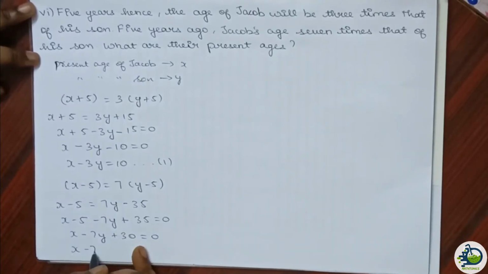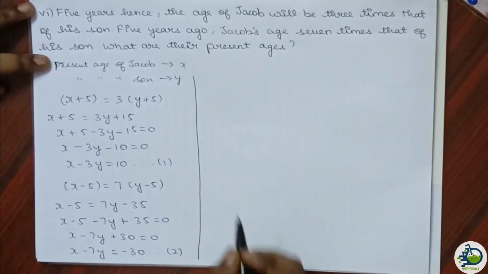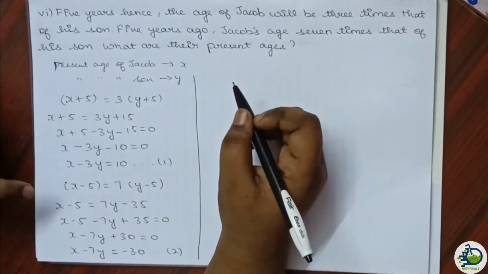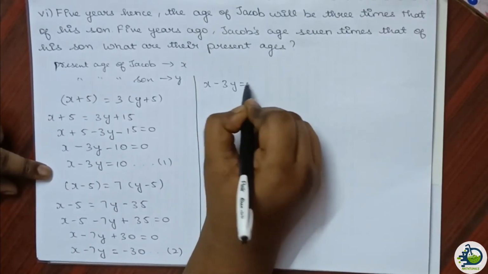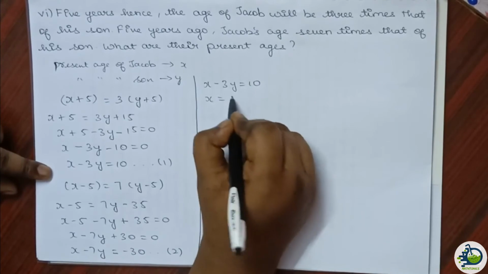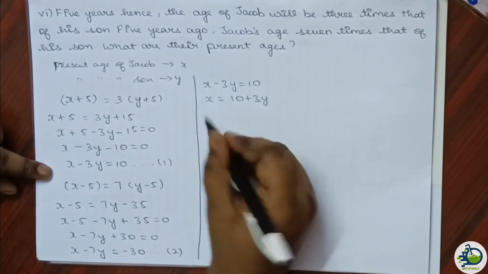So x minus 7y will be equal to minus 30, and this is our second equation. Now we are going to solve both equations by using the substitution method. I'm taking the first equation, which is x minus 3y equal to 10. So x will be equal to 10 plus 3y. I'm going to substitute this in the second equation.